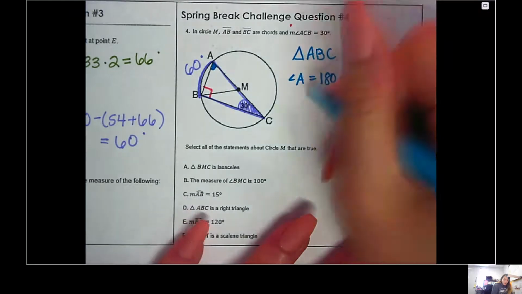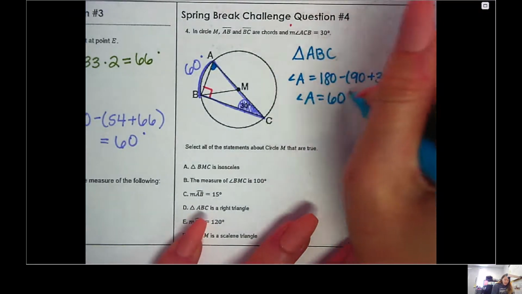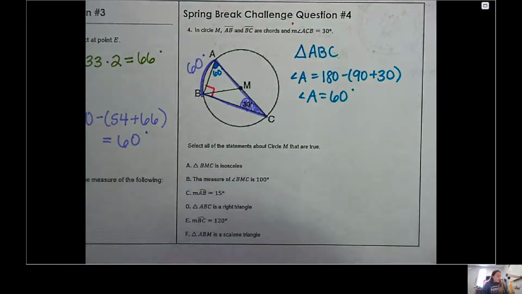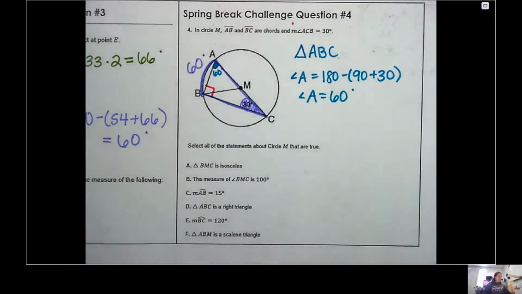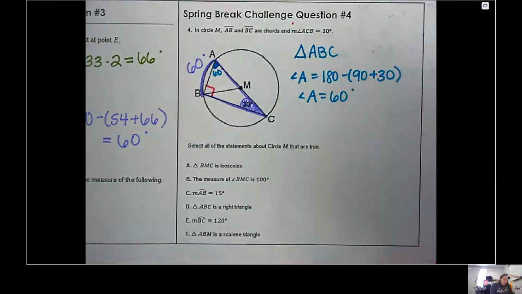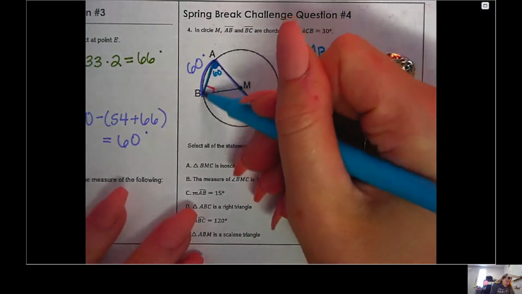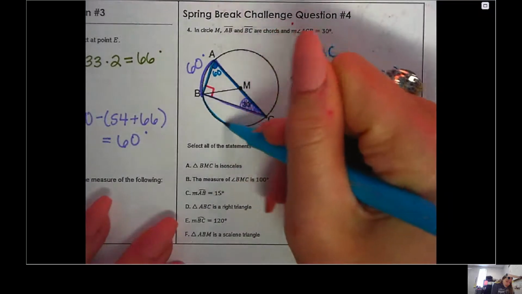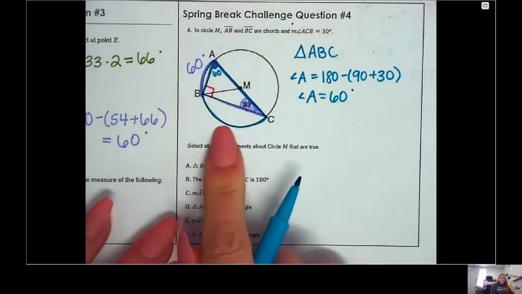128, 6. So angle A is 60 degrees. So I'm going to put that in here. This is 60. Now, here's the cool part. There's another set of inscribed angles, which then make an intercepted arc. So this 60 degrees right here, it's kind of hard to see, but notice that this now opens up to arc BC. So I could figure out arc BC by taking this 60 and doubling it.